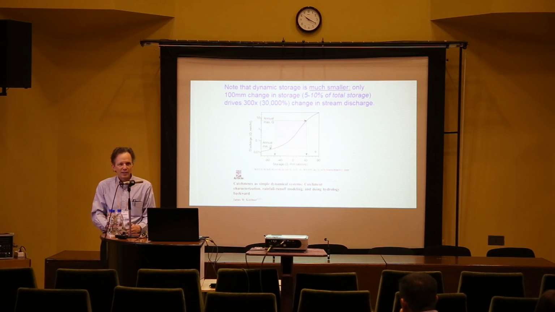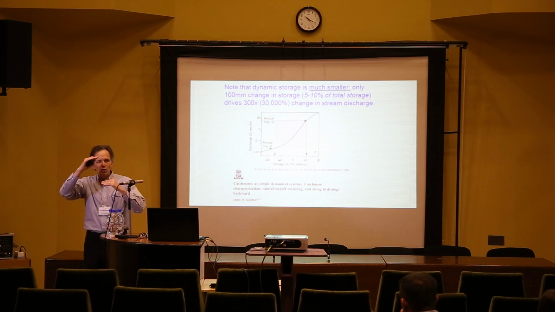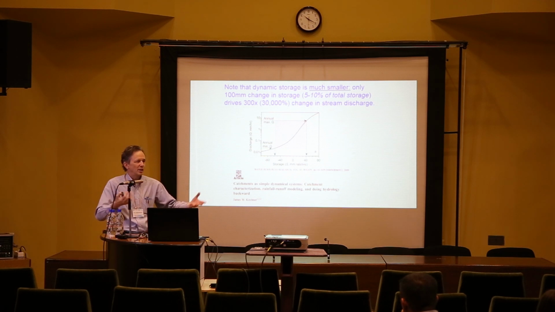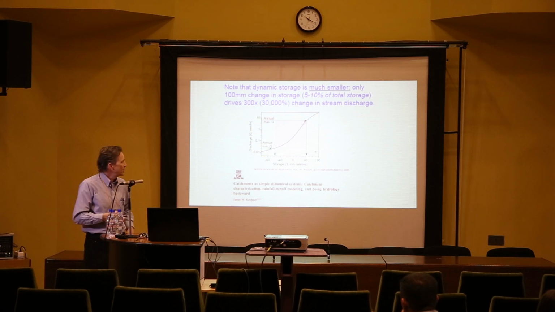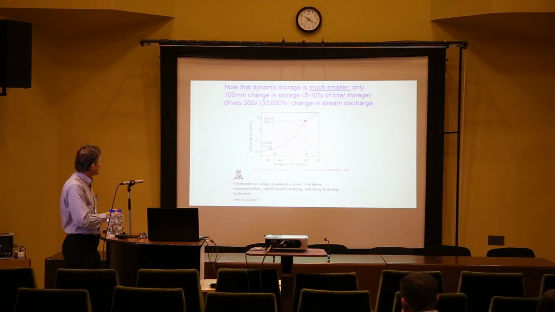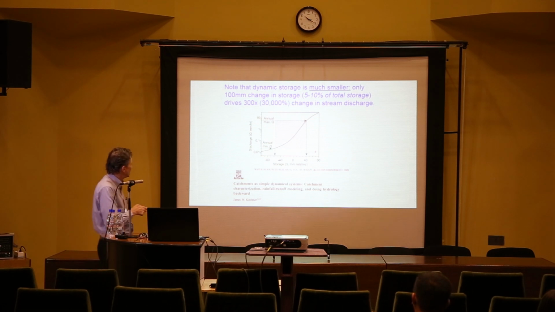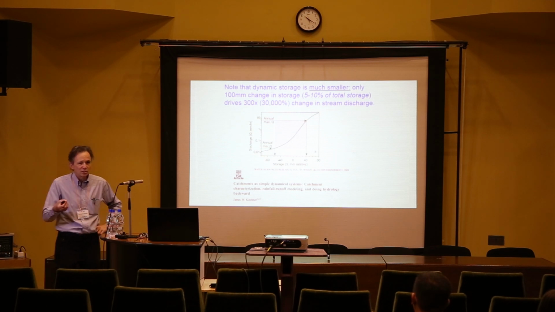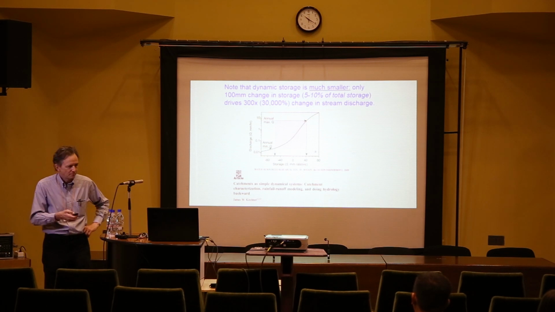And then we can contrast that to the storage variation between low flows and high flows, which we can estimate by looking at the recession behavior after storm events. And we find that the dynamic storage, the variation between low flow and high flow, is much smaller. It's only about 100 millimeters in this system. It's only about 5 to 10% of the total storage, even though as the storage changes by only that very small amount, the discharge itself changes by a factor of 300.